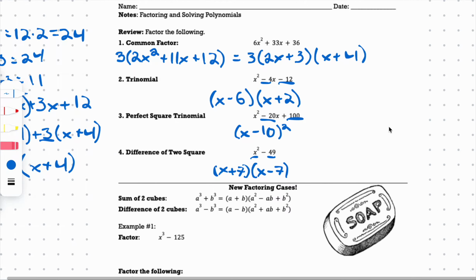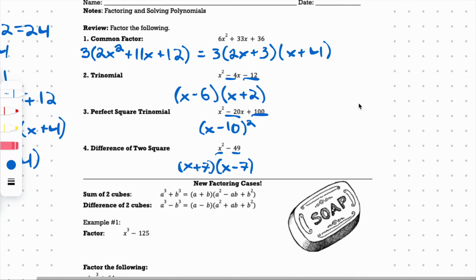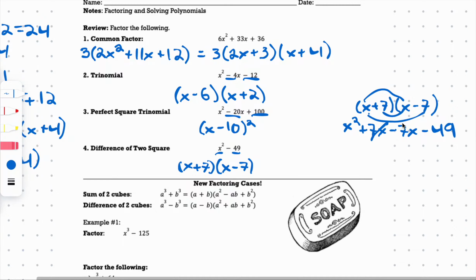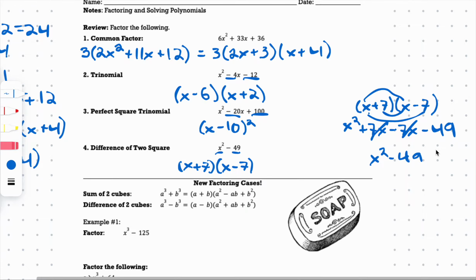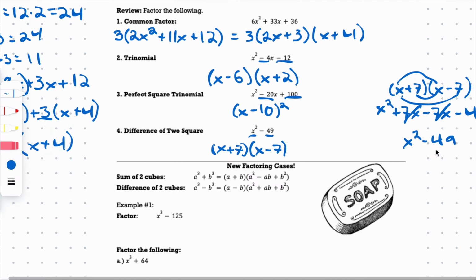And if you recall, we did this. I remember talking about this. But when we eventually FOIL these out, we get x squared, and then we get plus 7x from here, and then we get minus 7x from here, and then we get minus 49. These two eventually just cancel out. That's how we get x squared minus 49. If that makes sense.